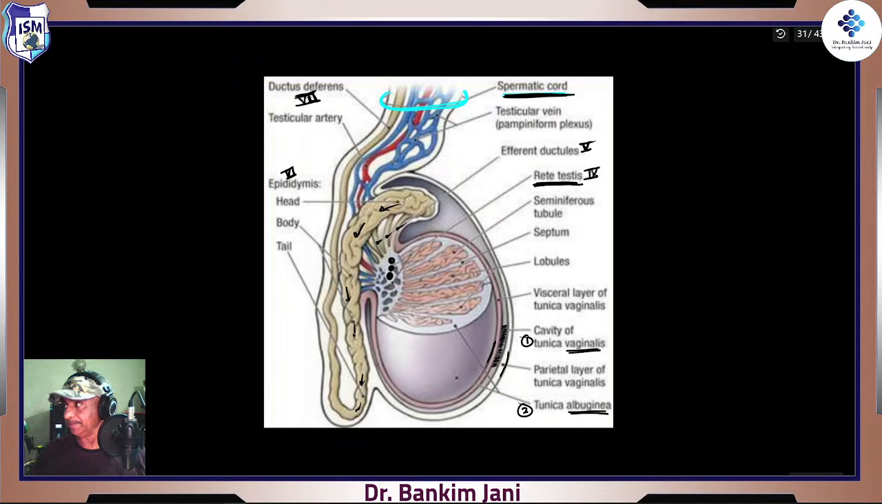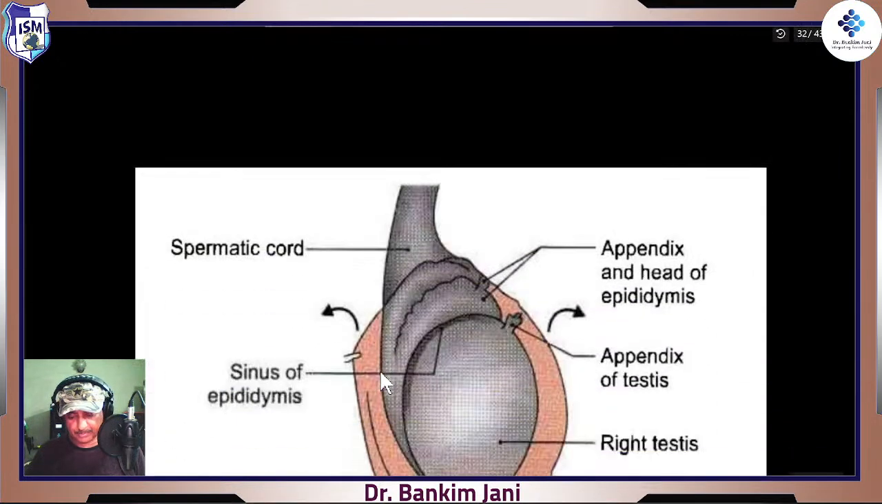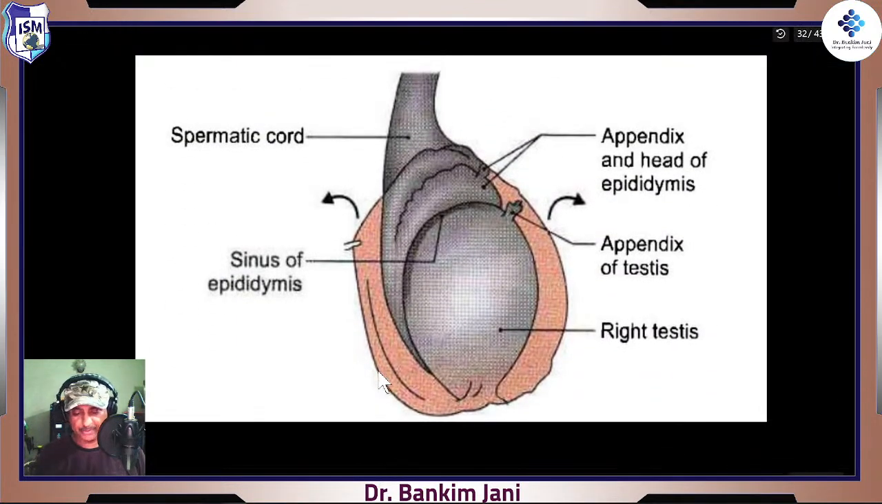That is the spermatic cord, right? All good, right? Then there are, say, these are the septa, and then there are lobules. All those things is what you saw. Okay. So spermatic cord, which is holding the entire testis, the sinus, that is the space, right? These are the appendix, that is the embryonic remnant, that's the testis, and appendix and head of epididymis.